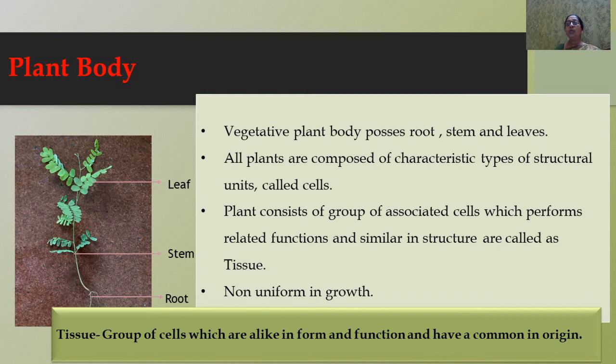All these tissues are uniform in their growth. They have their own features and own functions, but all of them are uniform in their growth. A tissue is also a group of cells which are all similar in form and function, and their origin is the same. They originate from the same cell.